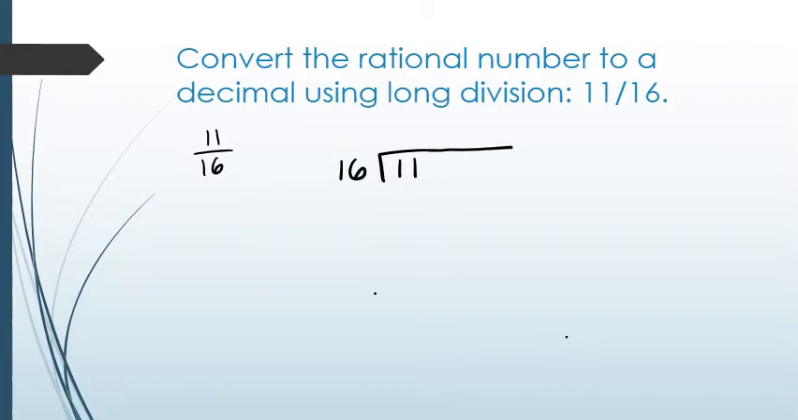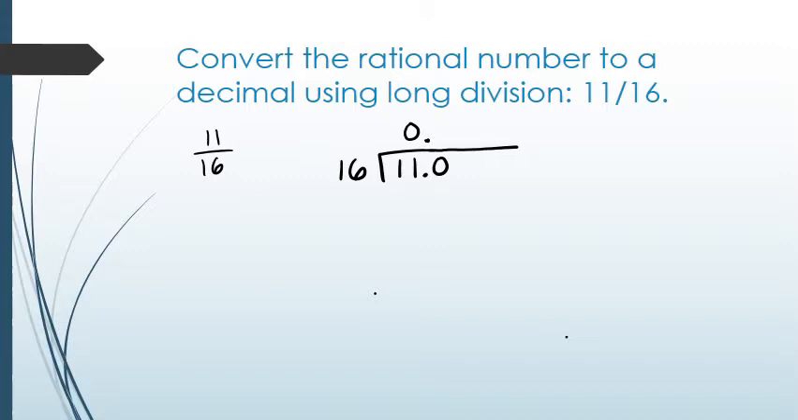So this number, you're probably noticing 11/16 is less than a whole. So when I actually do the division here, I'm going to get a number that is less than a whole. So 16 goes into 11 0 times. But I'm going to now have my decimal point here. 16 goes into 110 a certain number of times.